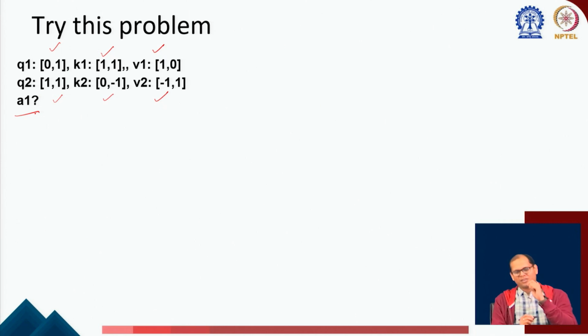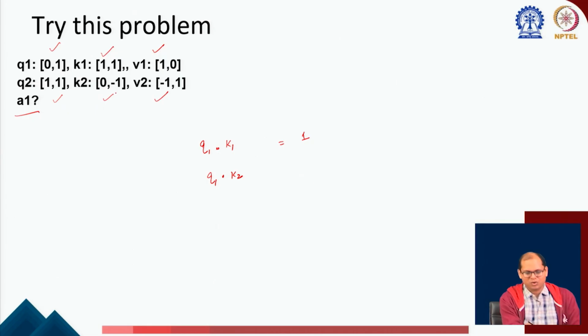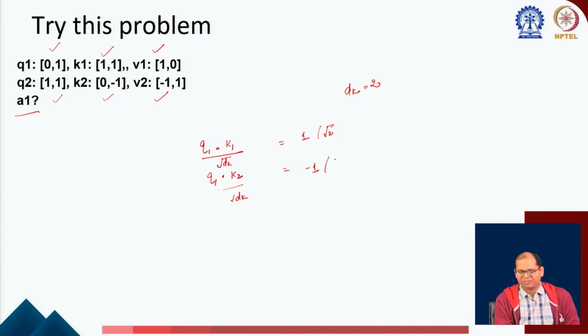For the attention output for the first word, I need to take the query from the first word and multiply it with the keys of word 1 and word 2. So, Q1 dot K1 in this case is 1 and Q1 dot K2 is 0 times 0 plus 1 times minus 1, which is minus 1. So, these are the 2 dot products. Now, I have to take a softmax over that. I also have to divide by the dimension of query, that is what I forgot. So, divide by square root of dk. What is dk? In this case, the dimension of key is 2. So, 1 by square root of 2 and minus 1 by square root of 2.